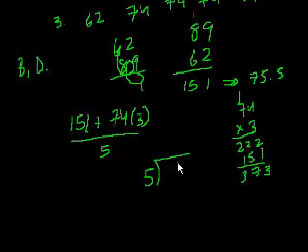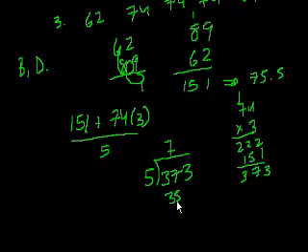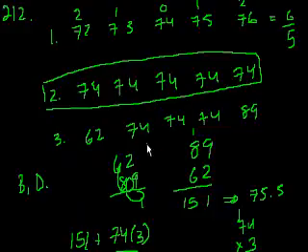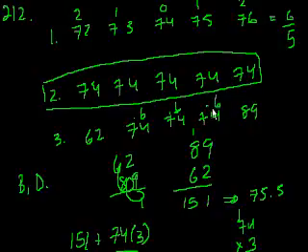So 5 goes into 373. 7 times 5 is 35. 23. 5 goes into 23 4 times. 4 times 5 is 20. 74.6. So the mean here is 74.6. This is going to have the largest standard deviation because this is 0.6 from the mean. This is 0.6 from the mean. This is 0.6 from the mean. This number is 12.6 from the mean, right? And then this number is, what is it, 14.4 from the mean.